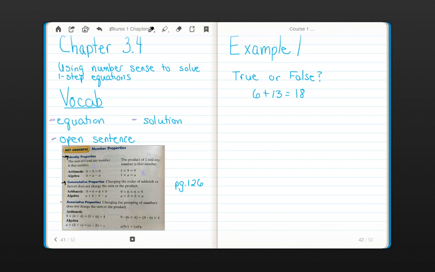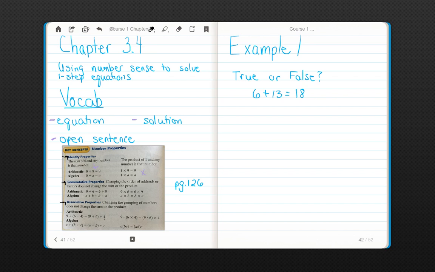Finally, the associative property says that changing the grouping of numbers does not change the sum or the product. Now, this only works if all of your processes are addition or they are all multiplication. You can't switch them around. You can't have some addition and some multiplication. All one process.